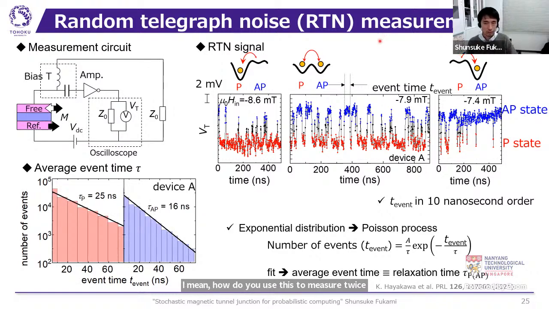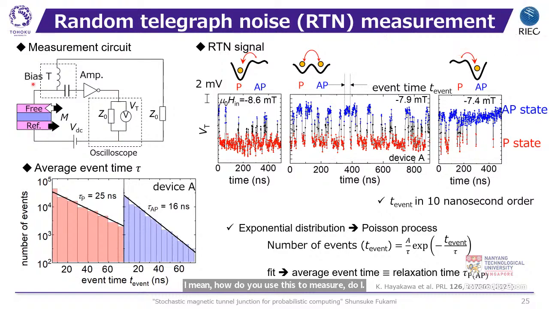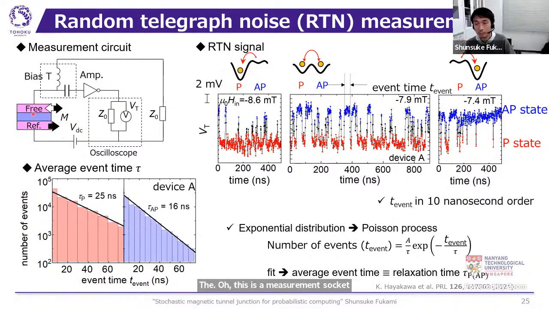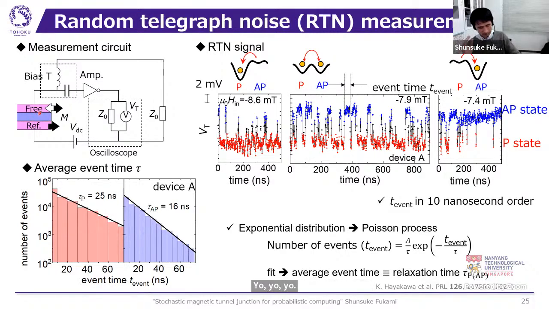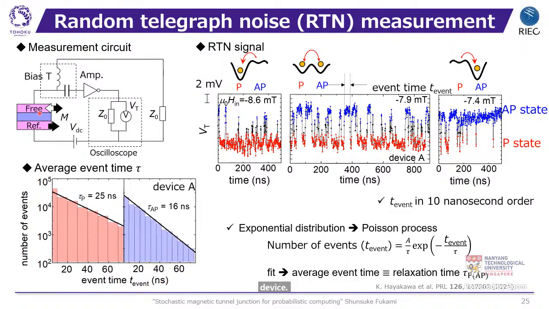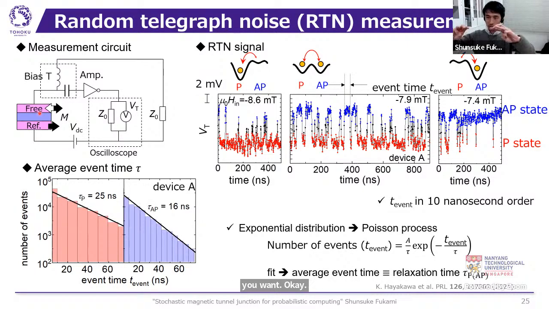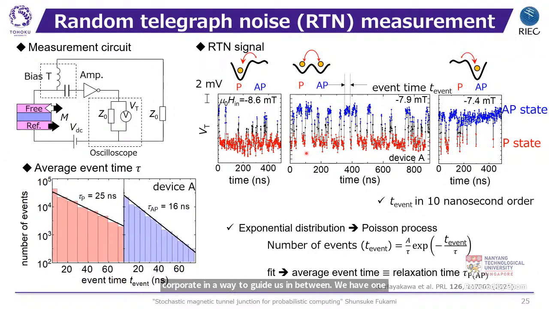This is the measurement circuit. This device has a coplanar waveguide. You mean you put your device on the coplanar waveguide? No, the device is connected to the coplanar waveguide. We have a probe here, and the probe is attached to the pad. The pad is connected to the coplanar waveguide, and in between, we have one magnetic tunnel junction. Do you understand? Okay.